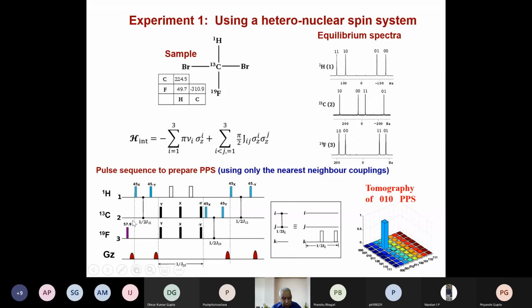And then you produce a pseudo-pure state. In this case, we did it using only nearest neighbor coupling, and these are the various pulses one has to apply. And this is the tomography of the 010 pseudo-pure state. What it shows is that there is excess population in only one state. It's a pseudo-pure state. This is a beautiful demonstration of a pseudo-pure state in a 3-qubit system like this. This single diagonal element.